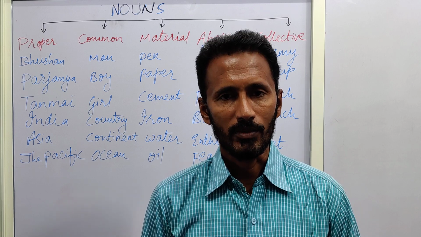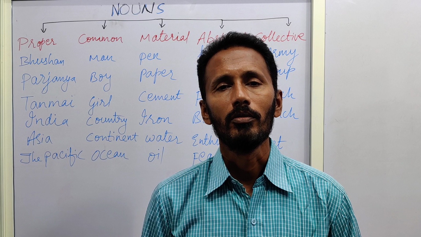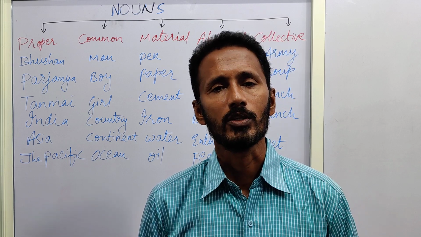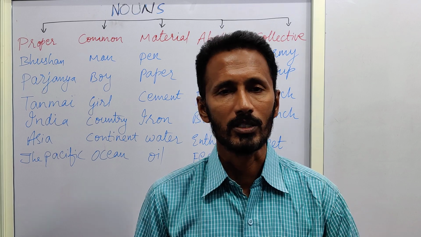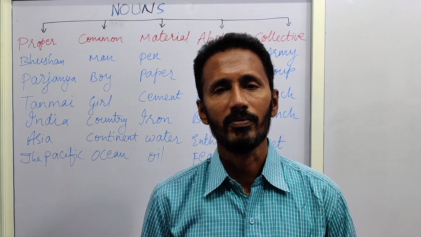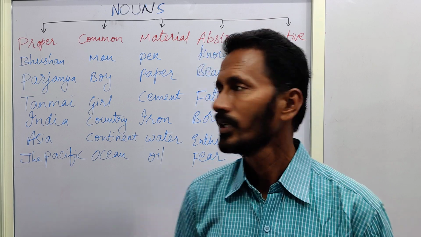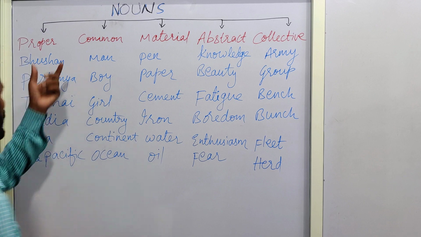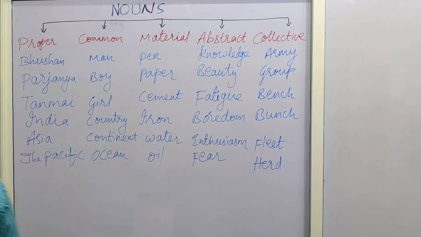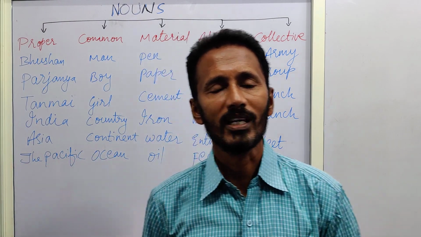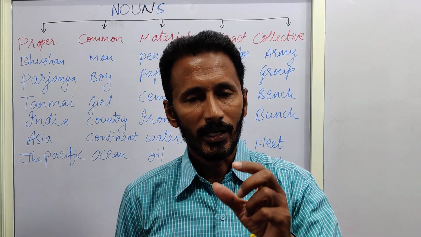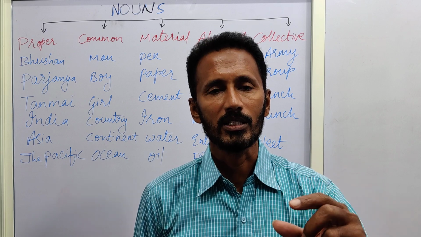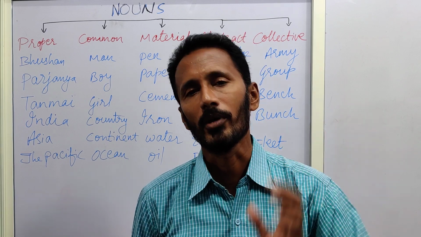These nouns are classified into 5 types. There are some other grammarians or English teachers who divide these nouns in other ways also. But anyway, the major classification is of 5 types. Out of them, the first one is called proper noun. What is meant by a proper noun? The name that is given specifically to a particular person, place or thing. That is called a proper noun.